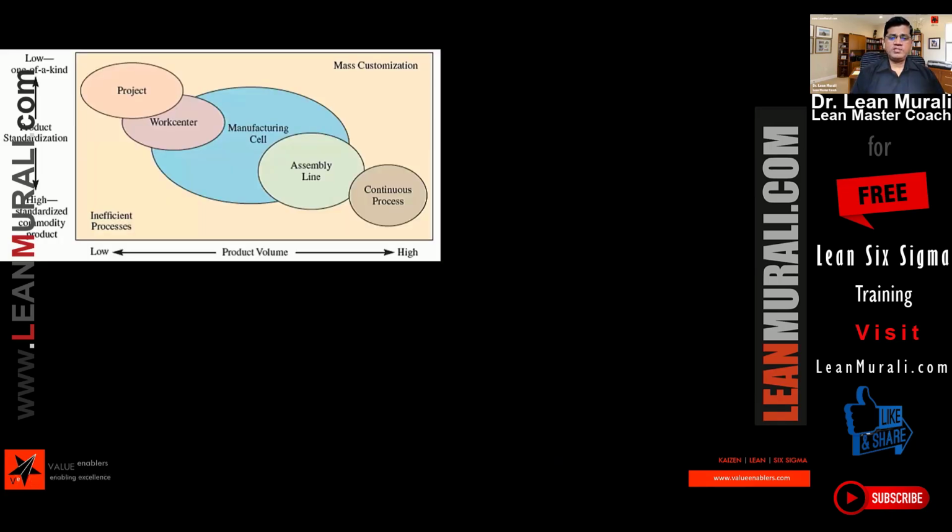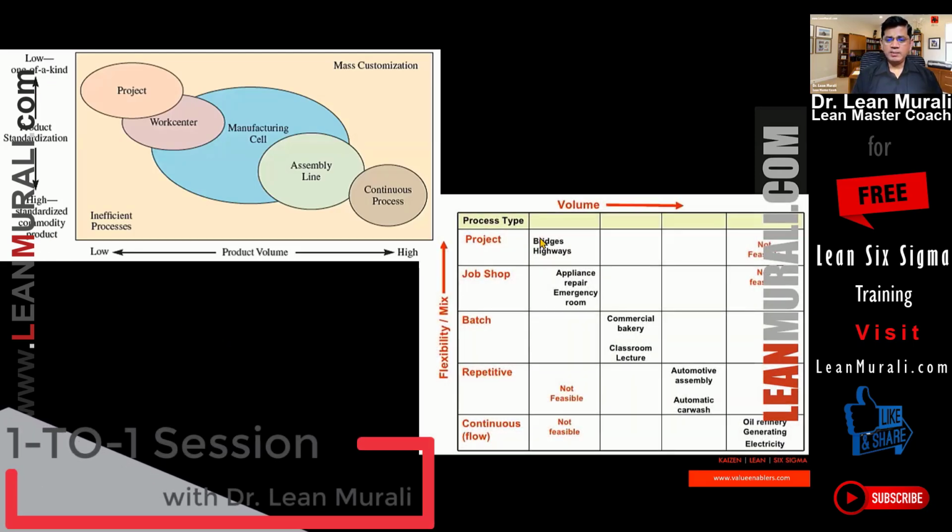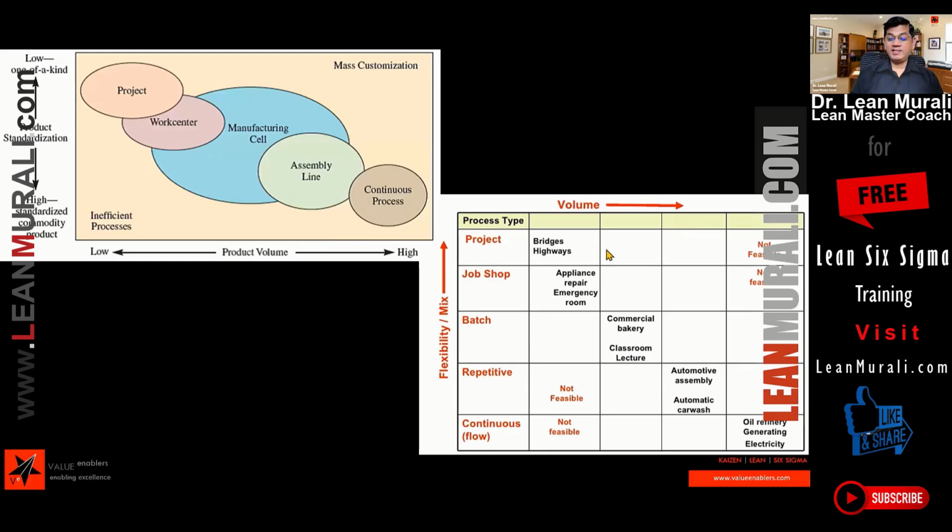All right, just to give some more examples, from project-based to work center-based to manufacturing cell to assembly line to continuous. We said product volume goes from low to high, and the process from low to highly standardized commodity products. Some more examples that I've taken up for you, even for the construction industry. Bridges and highways are also one of a kind, unique. They don't churn out every day, right? And then appliance repairs to oil refinery and so on.